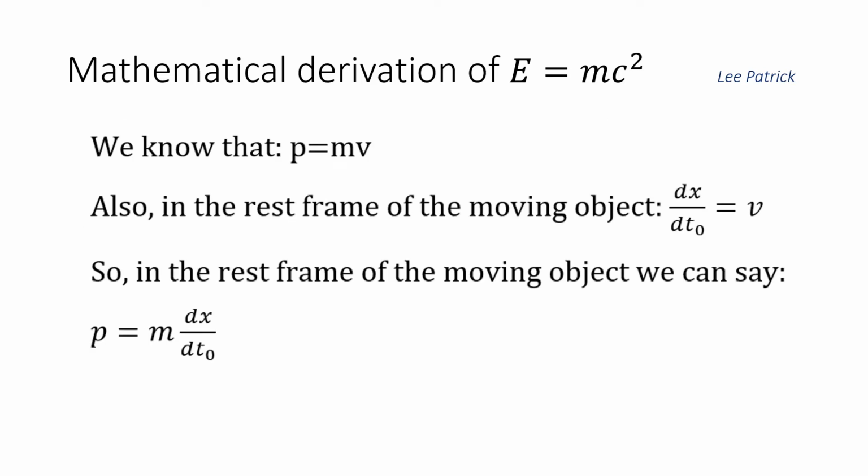We know that momentum equals mass times velocity, or p equals mv. Also, in the rest frame of the moving object, dx/dt naught equals velocity. So, in the rest frame of the moving object, we can say that p equals m times dx/dt naught.